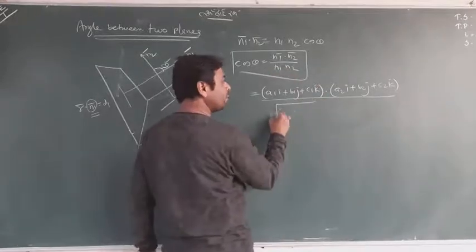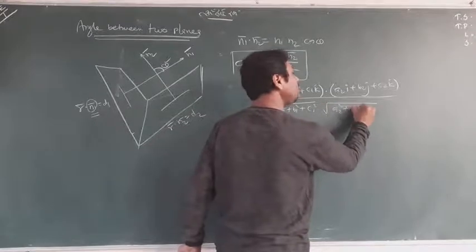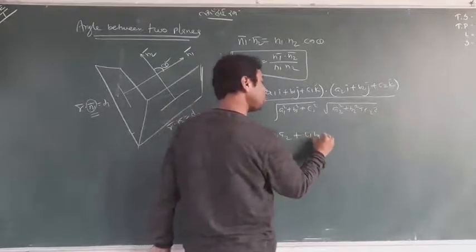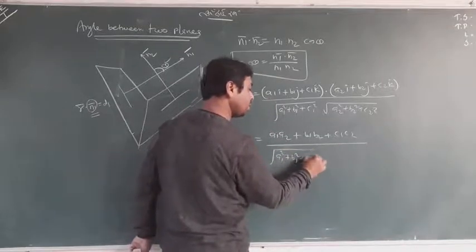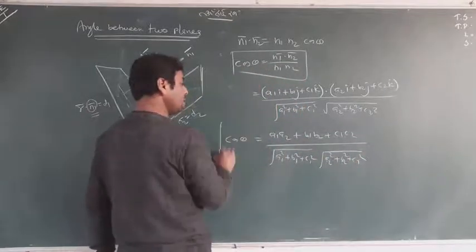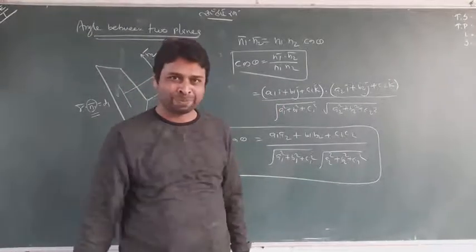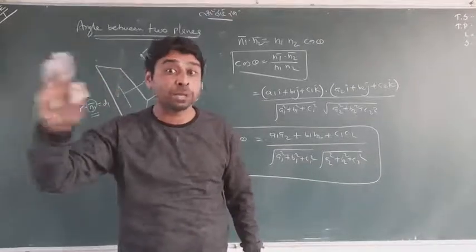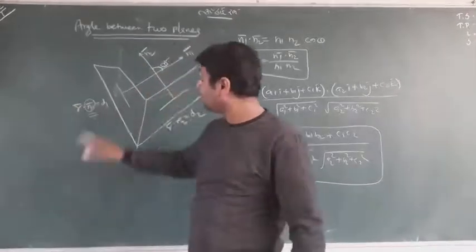What is the meaning of mod n1? Square root of a1 squared, b1 squared, c1 squared. Now can you dot product it? a1 a2, b1 b2, c1 c2 upon the square roots of a1 squared, b1 squared, c1 squared, and a2 squared, b2 squared, c2 squared. You should not be surprised that this is the angle between two planes. We already have seen the same formula in the angle of two lines, where a1, b1, c1 and a2, b2, c2 were the ratios of the two lines. This time a1, b1, c1 and a2, b2, c2 are the ratios of their normals.